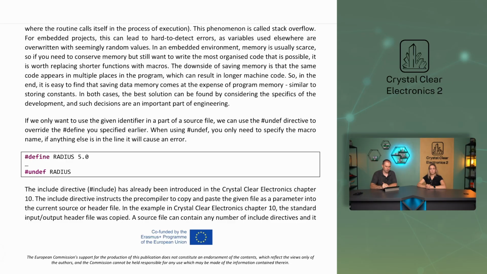If we only want to use the given identifier in a part of a source file, we can use the #undef directive to override the #define you specified earlier. When using #undef, you only need to specify the macro name. If anything else is in the line, it will cause an error.